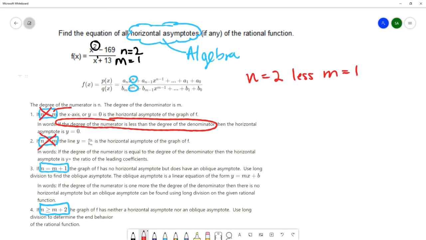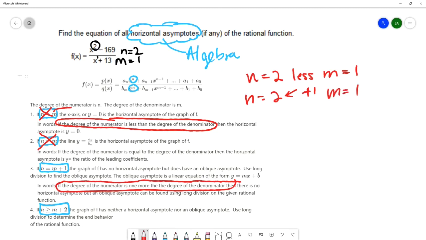And in the next one, if we put that in words, the degree of the numerator is 1 more than the degree of the denominator. So in this case, the degree of the numerator is that 1 more, that's a plus 1, 1 more than the degree of the denominator. And I can see that this is true. The degree of the numerator is 1 bigger than the degree of the denominator. So this one is the one we want to use.